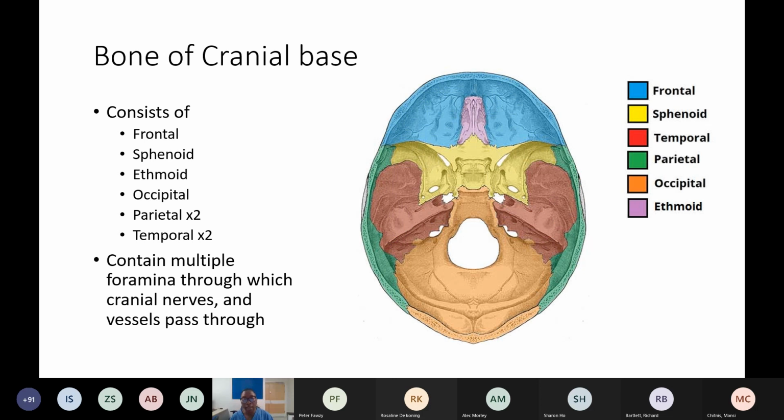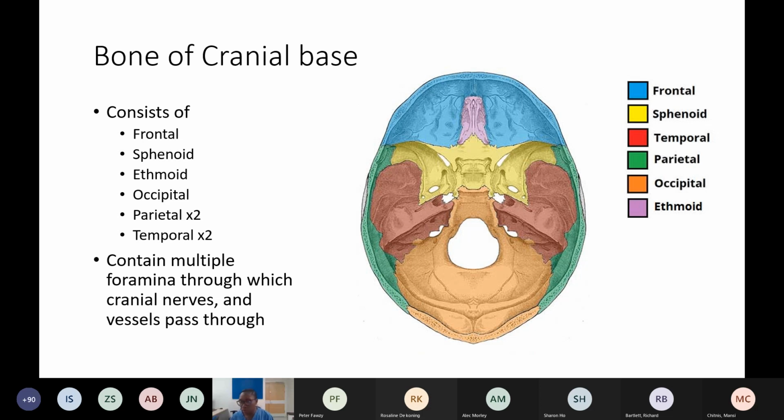Now at the base, again, we have a lot of the bones that are named after the lobes they cover. So the frontal, temporal, parietal, and occipital. And we have two extra bones that are really important, which are the ethmoid and sphenoid bones. And these bones here, so the sphenoid and the ethmoid bones, are really important. As you can see, there's multiple little holes in them, and these are called foramina.